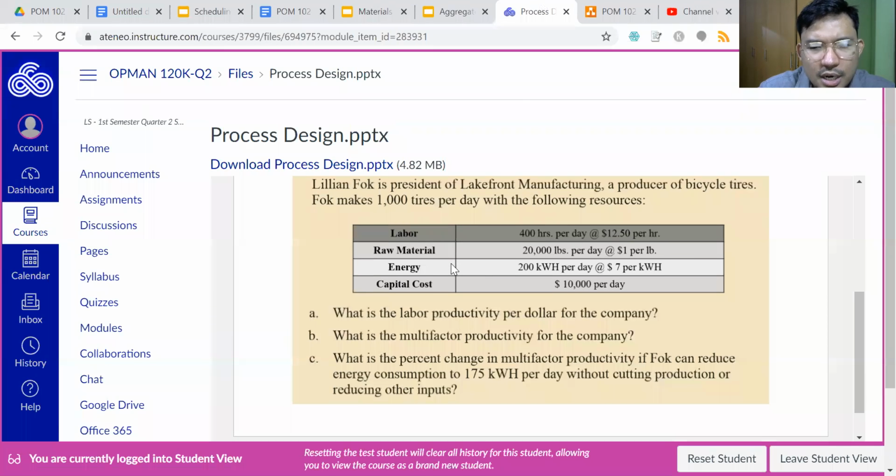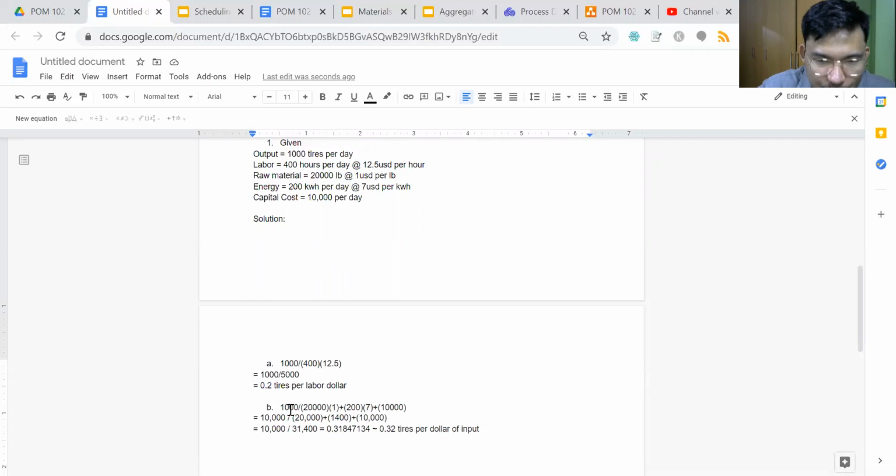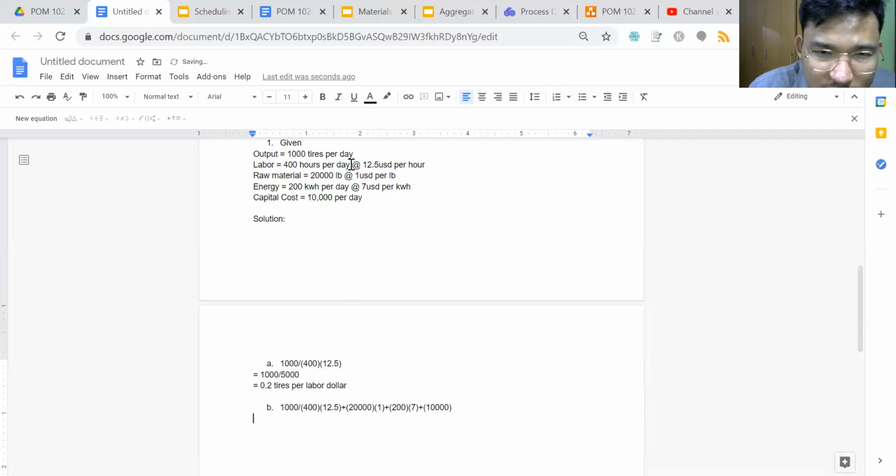Which brings us to the second question: what is the multi-factor productivity for the company? It's still output, so 1,000 tires over your labor input, which is 400 times 12.5. Then you add your raw materials, which is 20,000 times 1 because it's $1 per pound. Next, energy, which is 200 kilowatts per day, times 7. And then finally you have 10,000 as your capital costs.